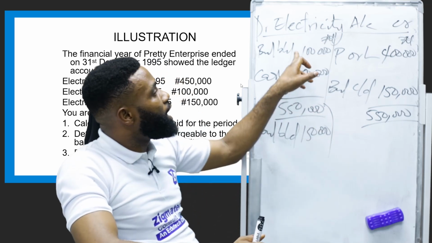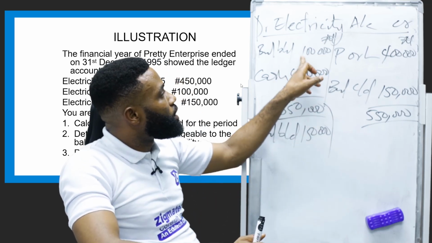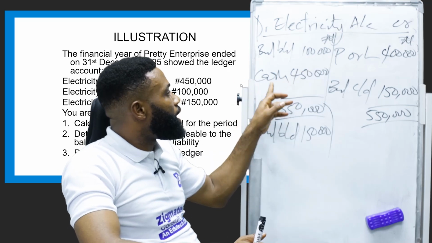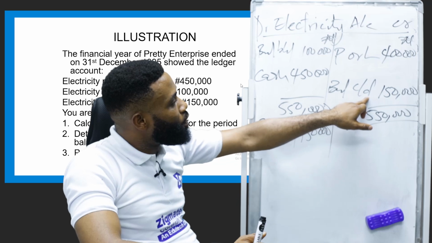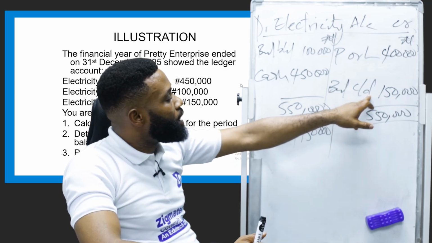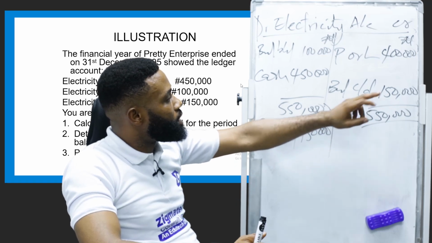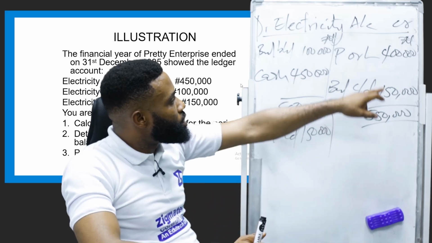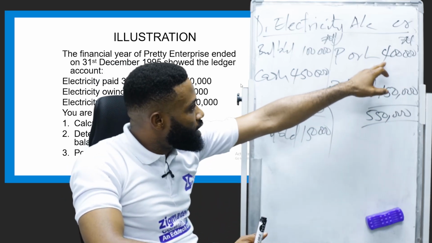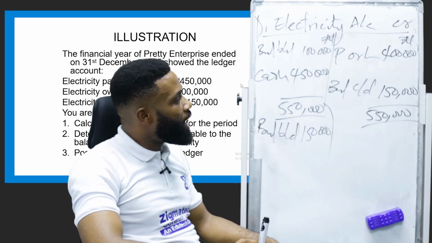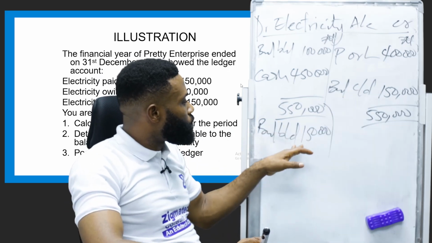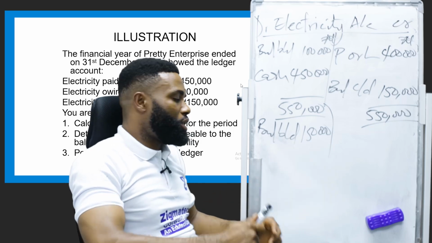This is what we were owing last year. And then this is what is paid this year. This is what you are owing at the end of this year. And then this is what you are expected to pay. And this is how it should look like. This one is what you go to your balance sheets.